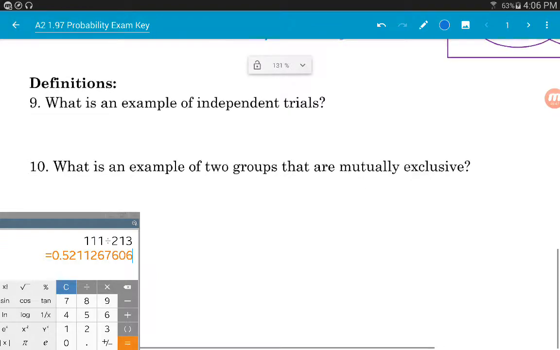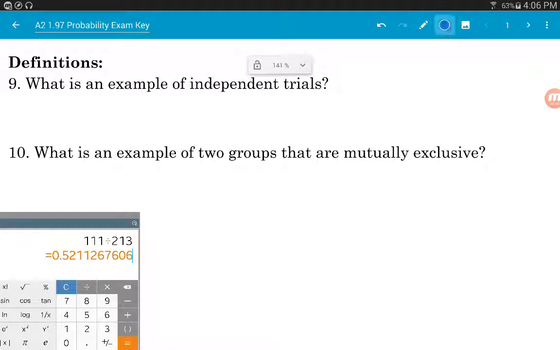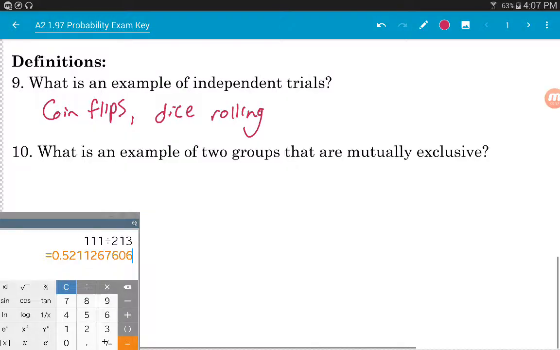An example of independent trials, an example of two groups that are mutually exclusive. So independent trials means one thing does not affect the other. So one trial does not affect the probability of the next. So things that have nothing to do with each other, like coin flips. If I flip a coin and get heads, it doesn't change the probability of getting heads on the next flip. We can do dice rolling, or anything else creative that you can come up with.